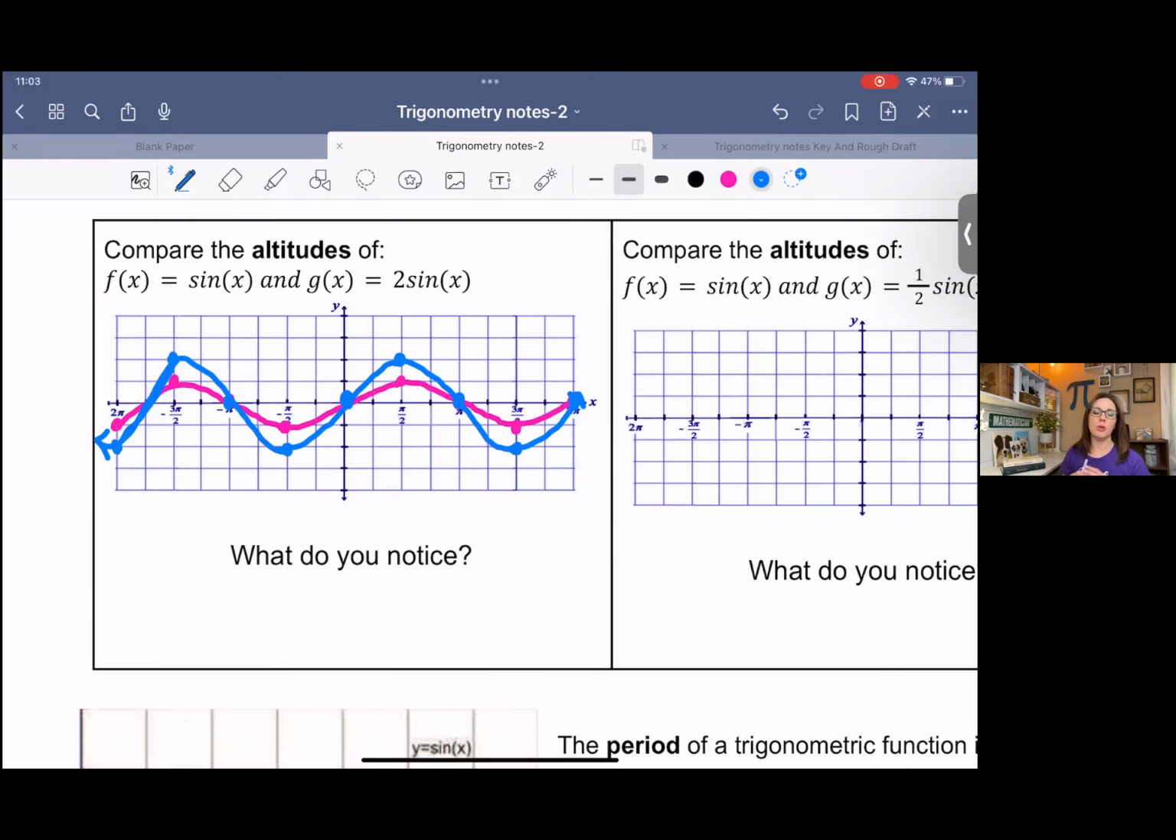So what do you notice? My blue curve's kind of rough. What do you notice about the height of the pink graph, sine x, and the height of the blue graph, 2 sine x, about the heights of those? The height of 2 sine x is 2. So it's 2 times the height of sine x.